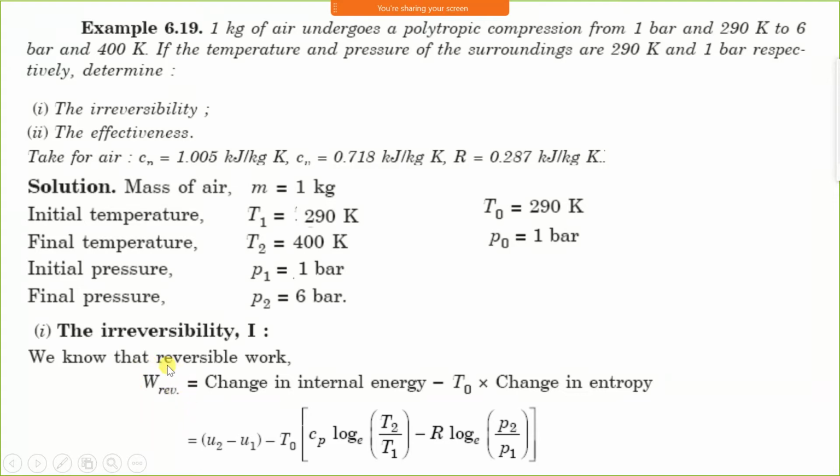The work done for a reversible process, or reversible work done, is given as change in internal energy minus T0 into change in entropy. T0 into change in entropy is the heat rejected or unavailability. Work done is always heat supplied minus heat rejected.